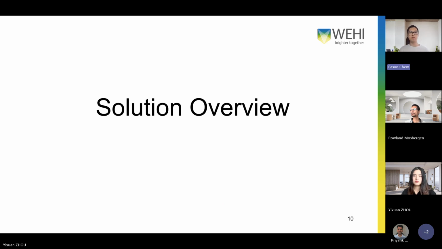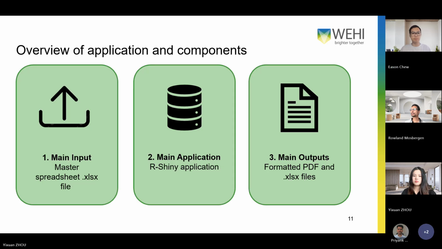Moving on to the next section, we'll give an overview of the technical details of our solution. Our solution consists of three main components: first, the input, which is the Excel master spreadsheet file containing the data used; second, the main application, which is our RShiny application, housing all the data reading and processing logic; and lastly, the outputs, which is the option for both a PDF file and or an Excel spreadsheet file, both formatted to match WeHi quote formats.